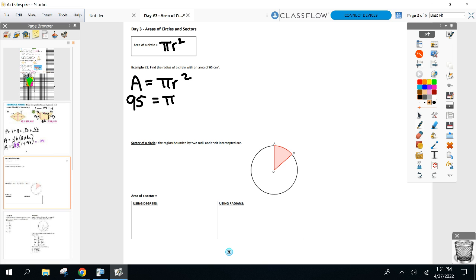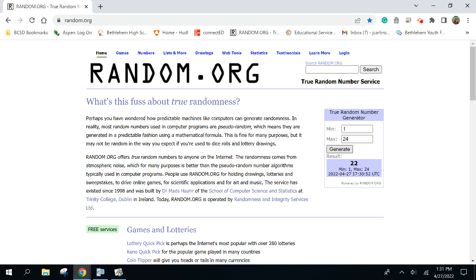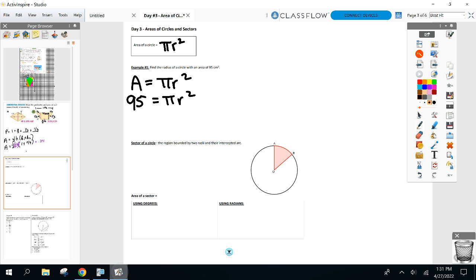95 equals pi r squared. You got to solve for r. Your first move. How you getting r by itself? First move. 21. Yep, divide by, don't take the square root. You can't do that until r squared is by itself. So yes, divide by pi.